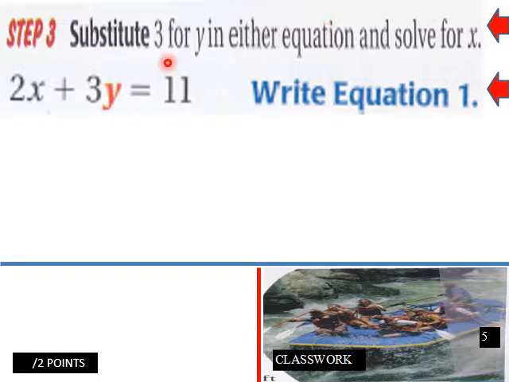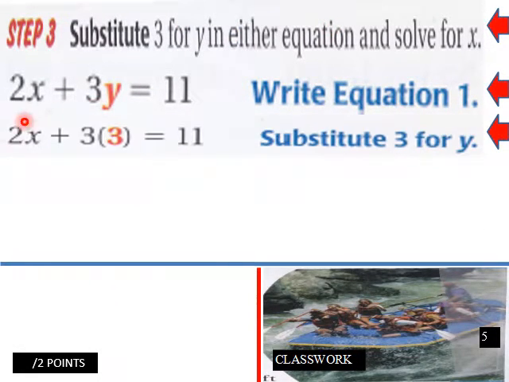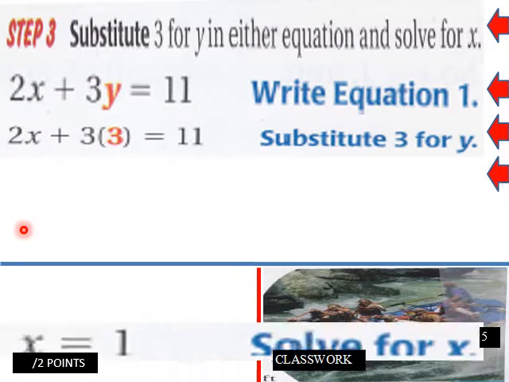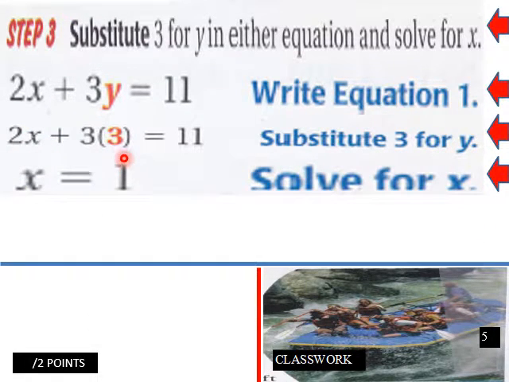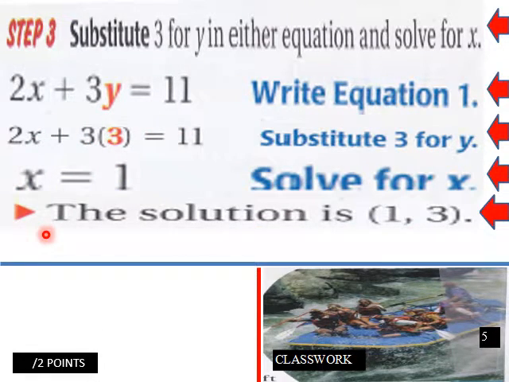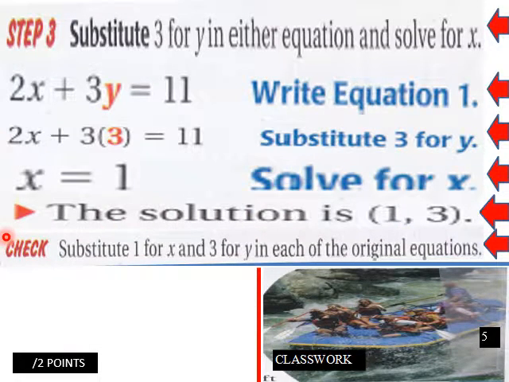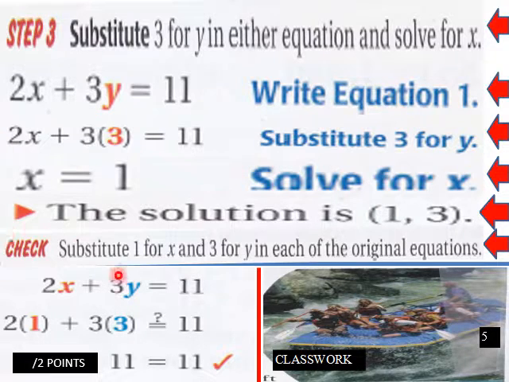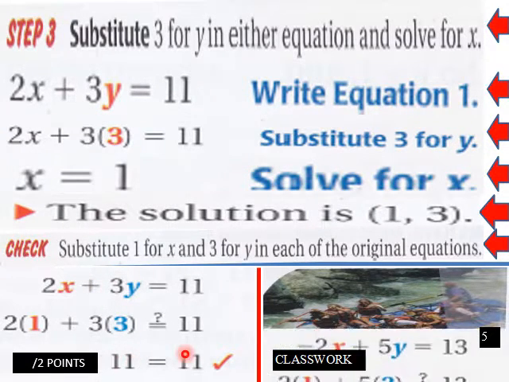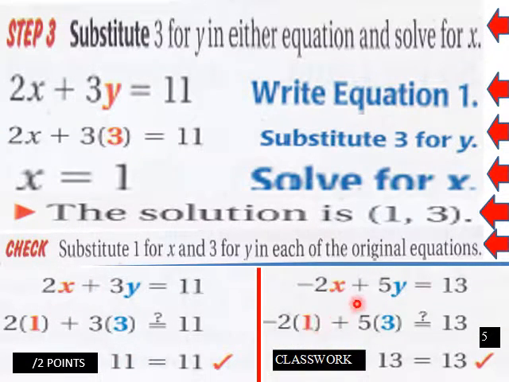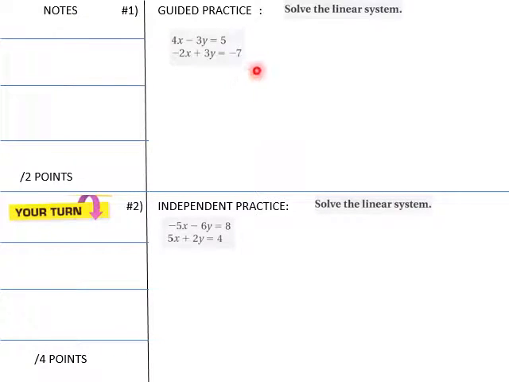Substitute 3 for y in the other equation, solve for x. So we're going to substitute 3, and get 2x plus 9 equals 11. And then we move this over here. Then we solve and get x equals 1. So the solution is 1, 3. That would be how we eliminated by using addition. And then we check, and it checks out here. And then we check in the other one, that checks as well. So this solution is valid for both equations.